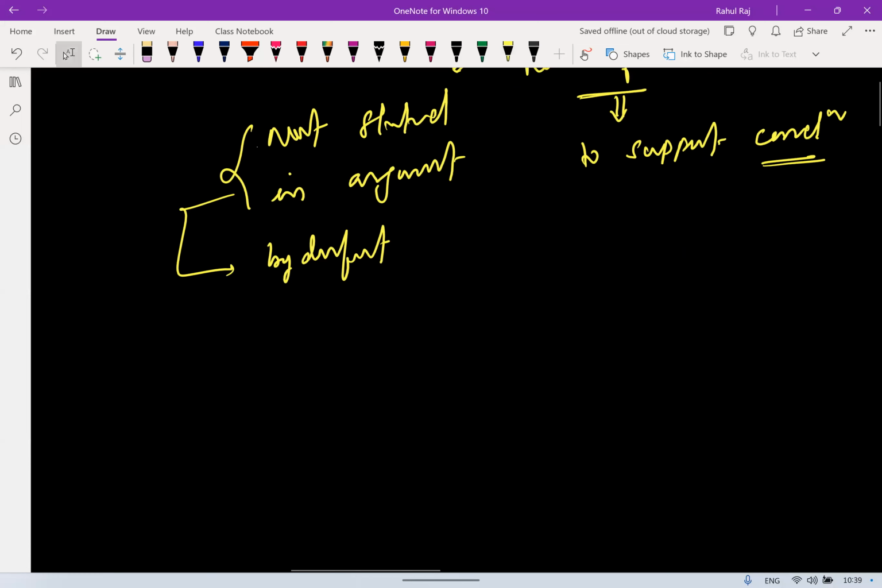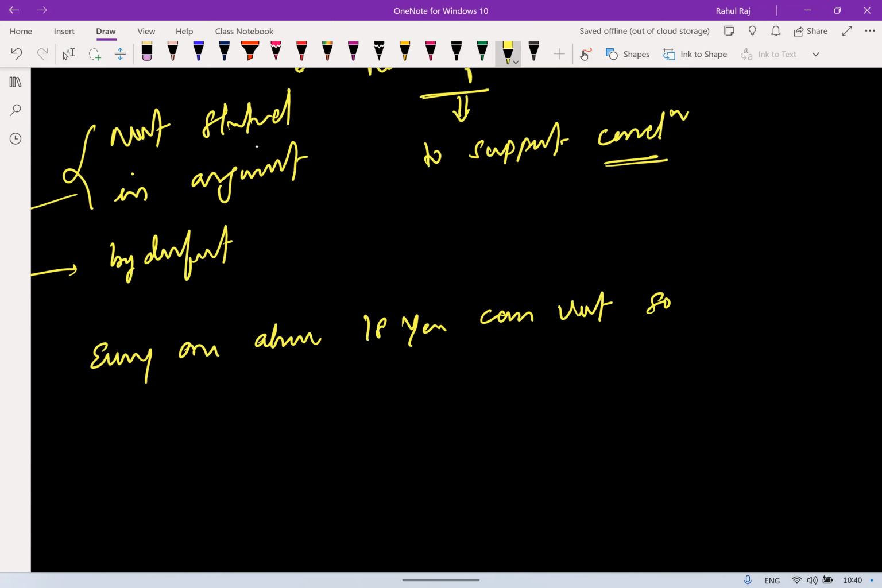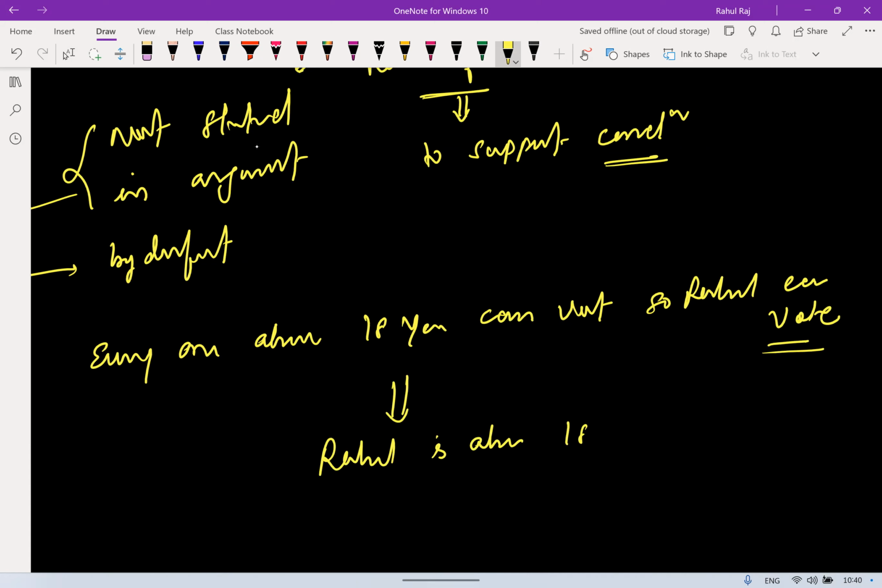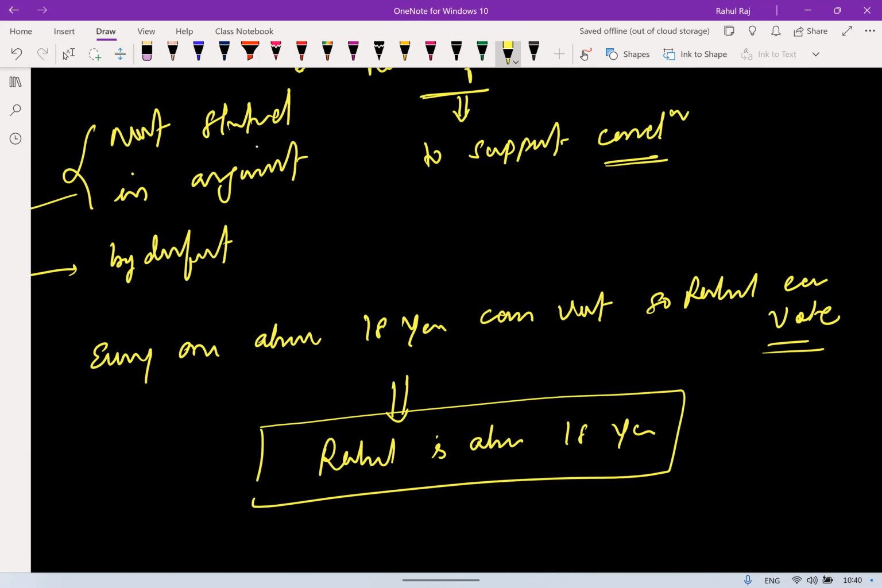So imagine if someone says that everyone above 18 years can vote. So Rahul can vote. What is the assumption over here? Rahul is above 18 years. Yes, that's absolutely straightforward, right? Please understand that this is taken by default. This should be understood by you by default.